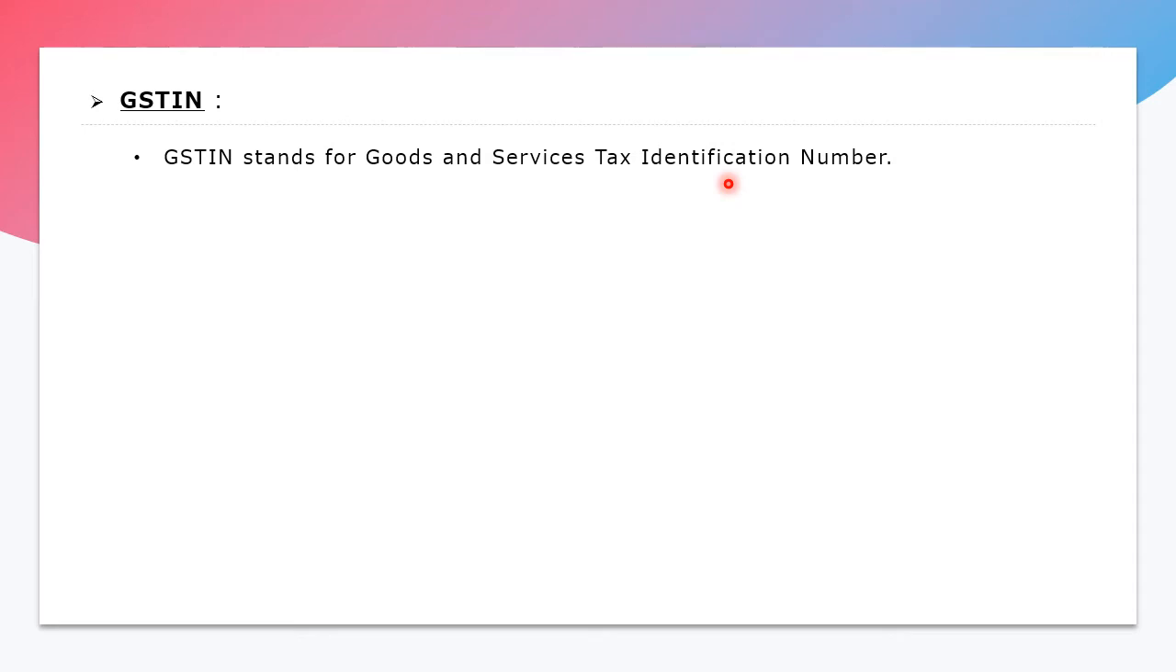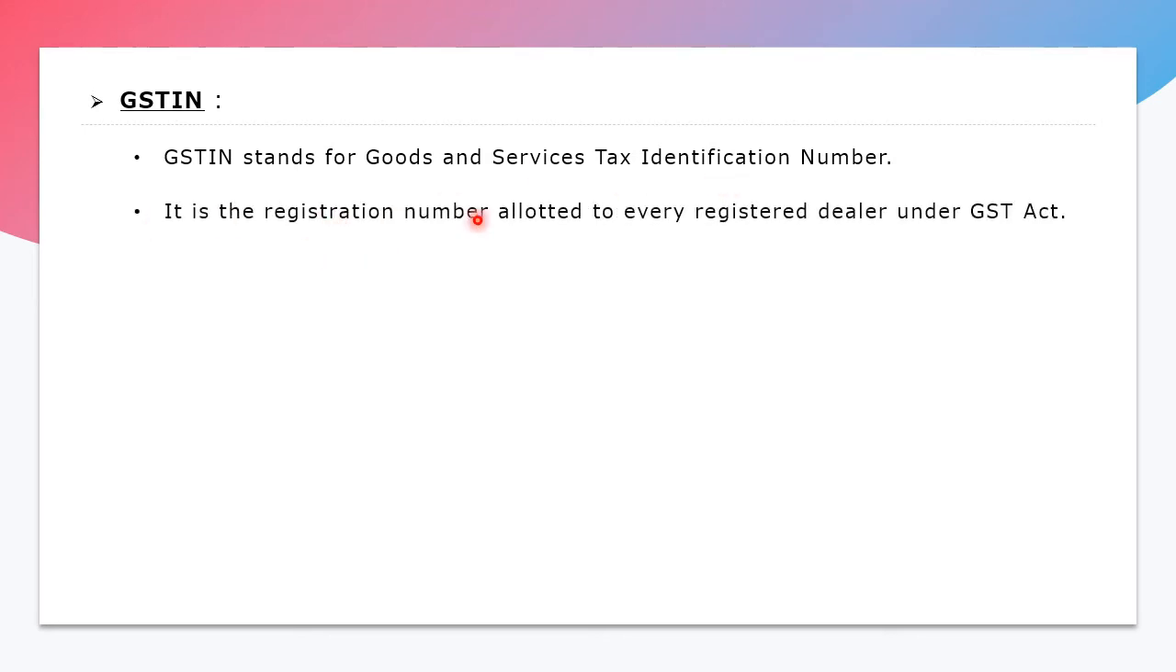So everyone has one identification number for GST. So what is that? That we will see. It is a registration number allotted to every registered dealer under the GST Act. All the registered dealers who are selling goods or providing services will be given one registration number under the GST Act, and that is called GSTIN.